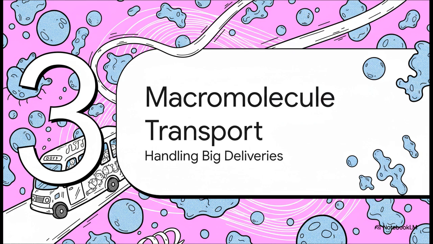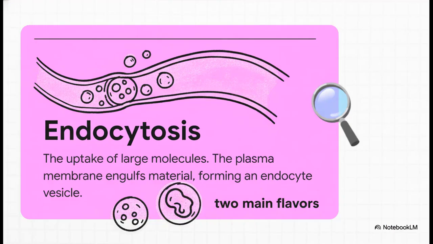But what happens when the cell needs to move some really huge cargo? I'm talking entire macromolecules like proteins or even whole bacteria. You can't just shove that through a little protein door. No. For this, you gotta call in the party bus. This whole process is called endocytosis. Here, instead of something passing through the membrane, the membrane itself does all the work. It literally engulfs the material from the outside, wraps all the way around it, and then pinches off to form a little bubble called a vesicle inside the cell.